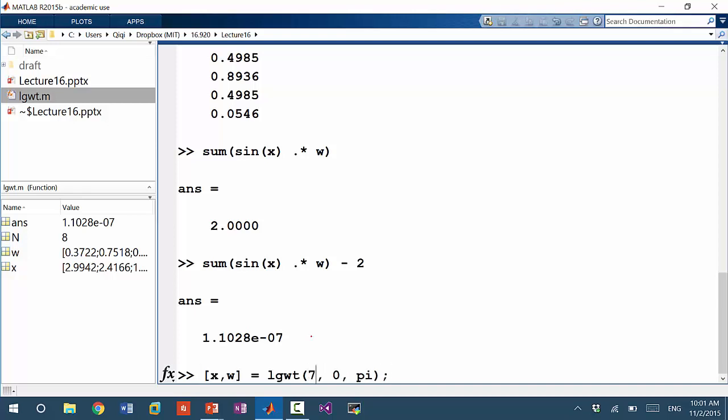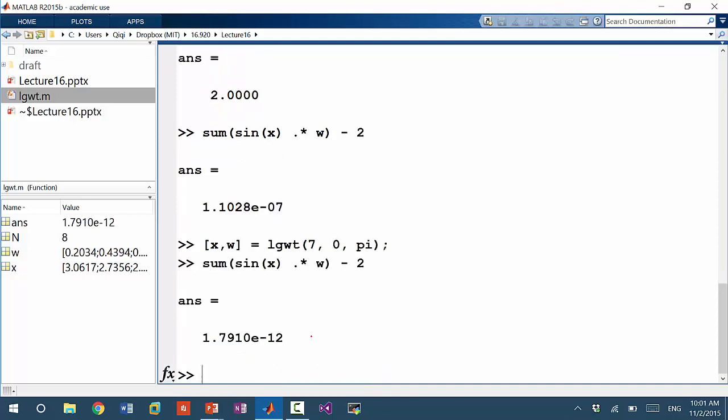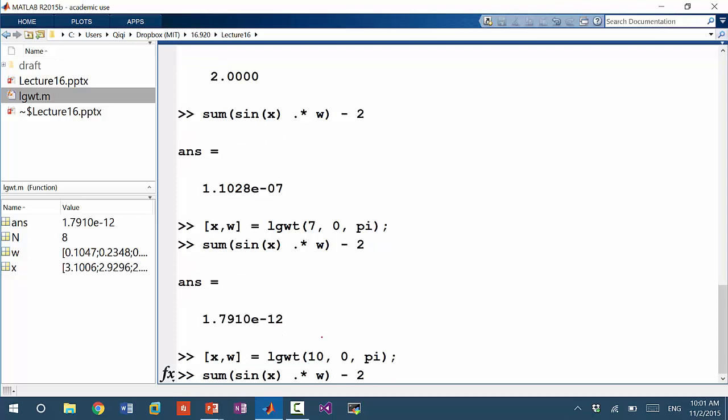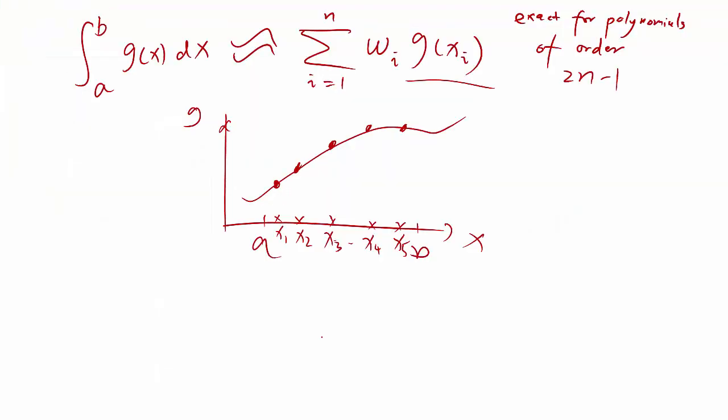If you use 7 points, this gives me 10 to the minus 12. And if you use 10 points, it pretty much gives you machine zero. You get exactly 2. So Gauss quadrature is a very accurate way of computing the integral of smooth functions. As long as you know the function is smooth, Gauss quadrature is the first thing you should think about when you want to integrate a function.